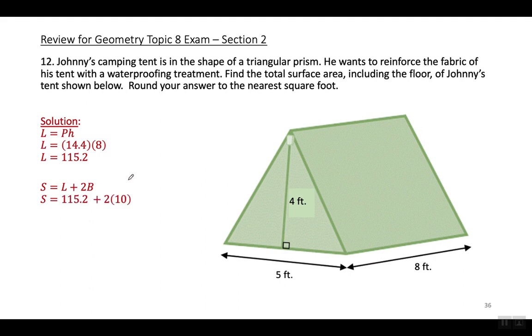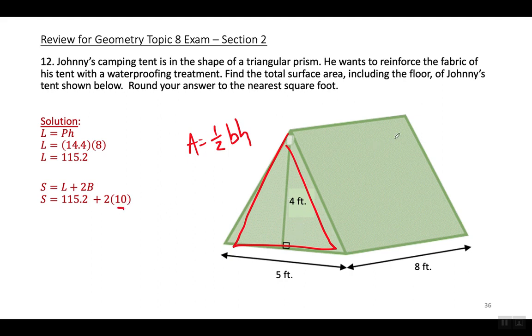Okay, so the lateral area we already established is 115.2. That's what this is. And then 2 times the area of the base. Remember, the area of the base is the triangle. So to get the area of a triangle, you do 1/2 of the base times the height. 1/2 of 5 times 4 will give you 10.